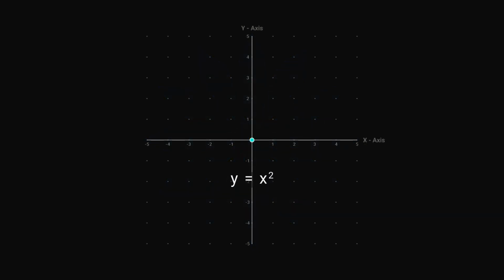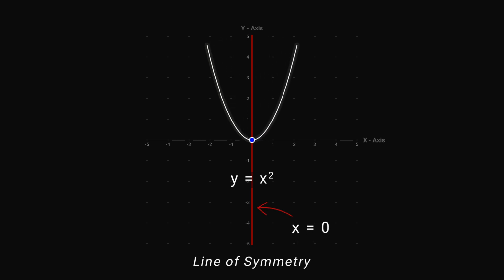Consider this equation, y equals x squared. It's a parabola that opens upward and its vertex is at the origin. Now let's find the line of symmetry of this parabola. To do that, we need to find the axis of symmetry, which is the vertical line that passes through the vertex of the parabola. The equation of the axis of symmetry is x equals 0, which is the y-axis.